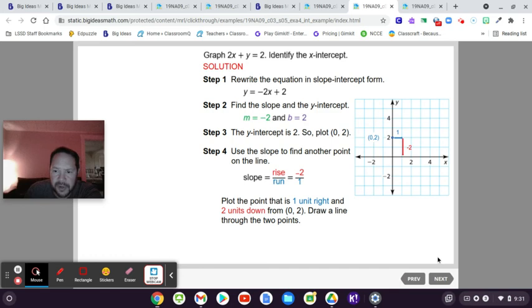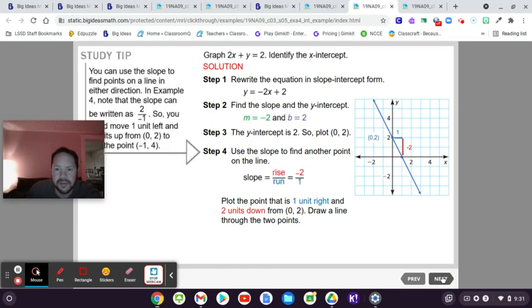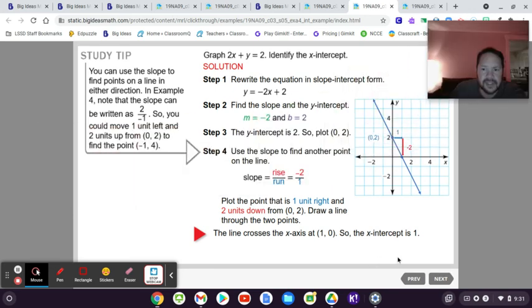So down 2 over 1 puts a point right there. And that is also our x-intercept, which is (1, 0). And there's our line. You just make a straight line right through it. Boom, there's our equation, graphed. Nicely done. Okay, so again, the x-intercept is 1, or (1, 0). And I believe we have a real life equation. Go ahead and take notes on that if you'd like.